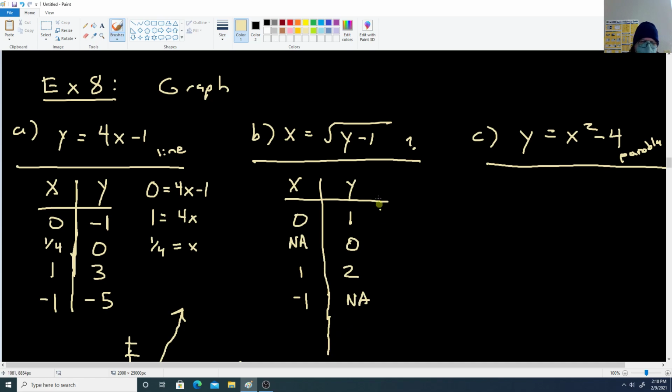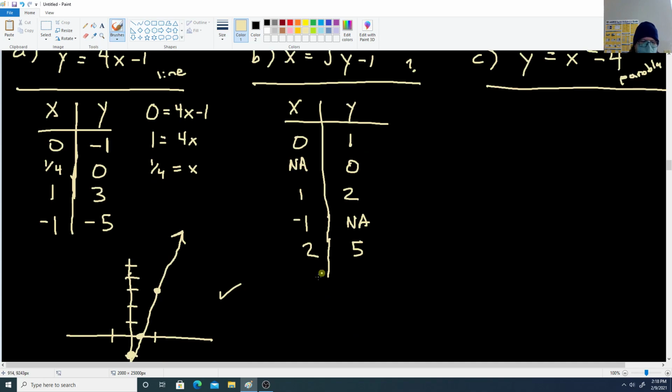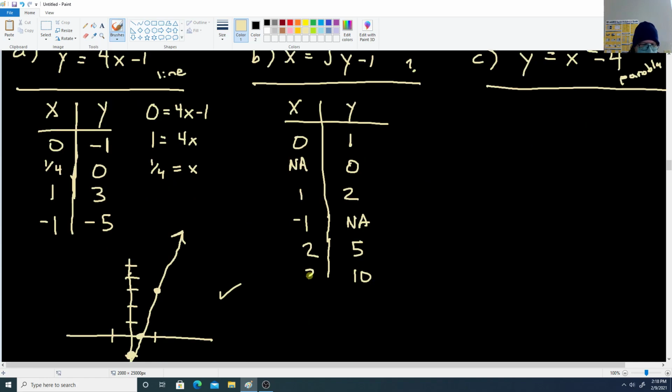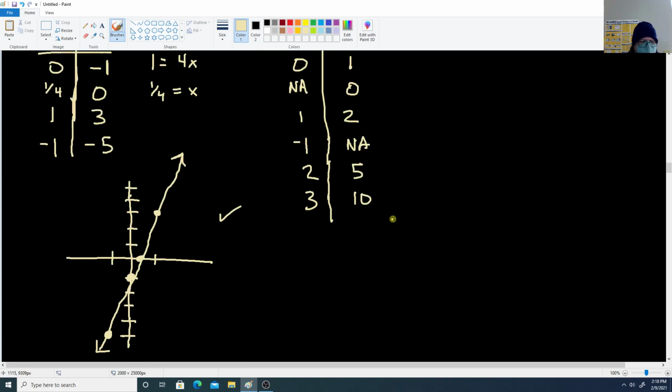To get a couple more points, I'm going to use kind of easy to work with y's. So I'll use y value 5. 5 minus 1 is 4. Square root of 4 is 2. And I'll use 10. 10 minus 1 is 9. Square root of 9 is 3. So here we got a bunch of points we can plot. Some of them didn't make it through. They didn't turn into anything that's going to work out.